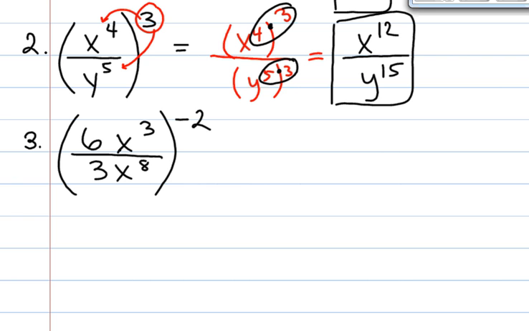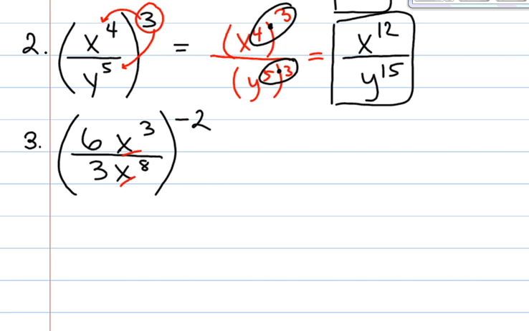For our third example, we have 6x cubed divided by 3x to the 8th, and then all of that to the negative 2 power. So we have a lot of things going on here. Inside the parentheses, if you look, you have x and x, the same base. And we're going to apply our PEMDAS principles here. So we're going to take care of what's in the parentheses first, since it can be simplified, and then we'll take care of the exponent on the outside at the end.